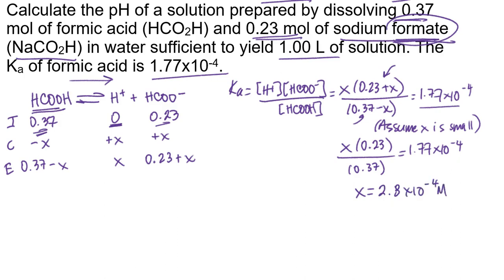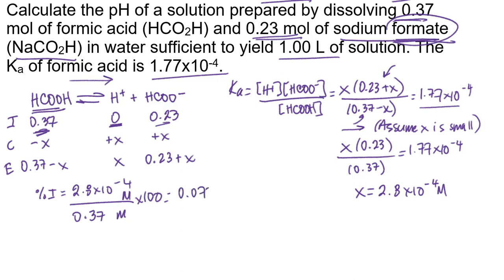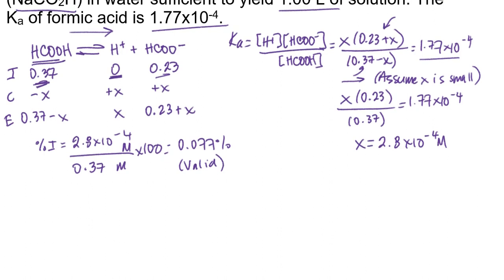molar. Now again, I still want to check this assumption, so I'm going to go ahead and calculate the percent ionization. And so that's going to be 2.8 times 10 to the negative fourth, and I'm going to divide by the initial concentration of the formic acid, and then multiply by 100. If I go ahead and do that math, I end up with 0.077% ionization. So that means that my assumption is valid.